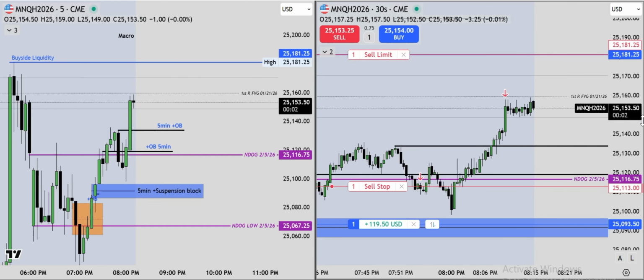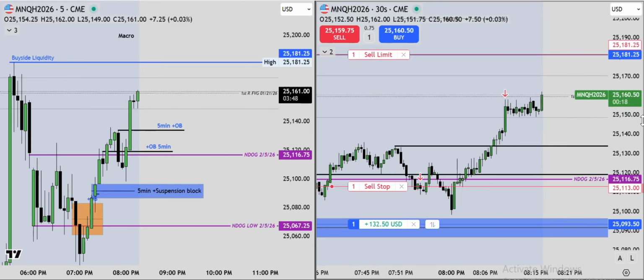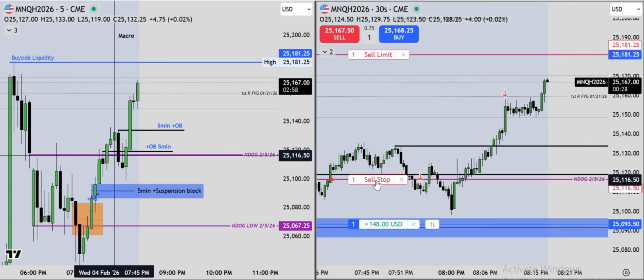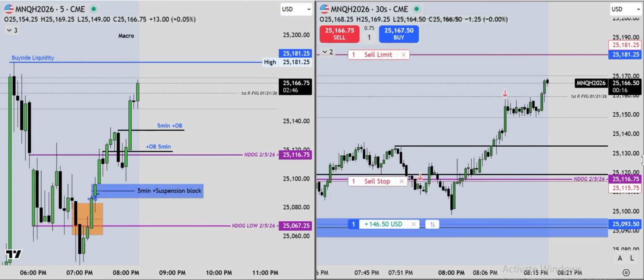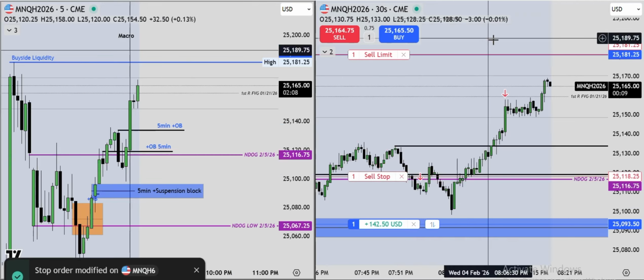Maybe move it to, I had it just below the mean threshold of that 5-minute order block, but I could have moved it up just a little bit more, especially after this push that we get here. There are some 5-minute highs to the left that price is taking out, so I should have been more mindful of that, but it's okay. And right here, this is where I get worried.